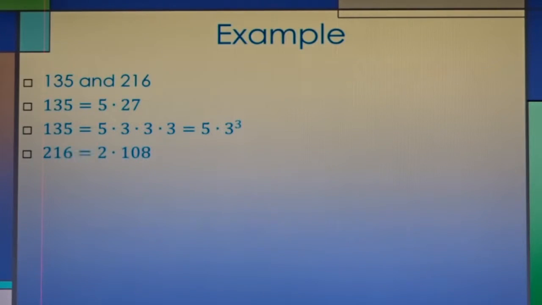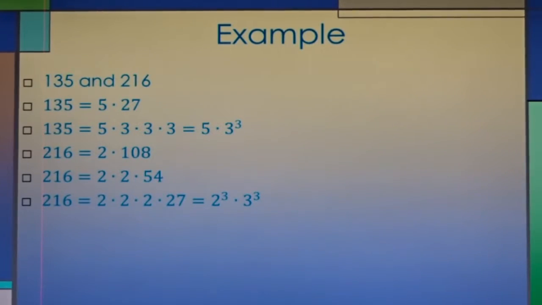For 216, I know it ends in a 6, which is divisible by 2. So I'll pull out a 2. That leaves me 2 times 108. I also know that 108 is divisible by 2 because it ends in an 8. And so I pull out a 2. That leaves me 54. And 54 is even again. It ends in a 4. I can pull out a 2. 2 times 27. And we found 27 earlier. That was 3 times 3 times 3.